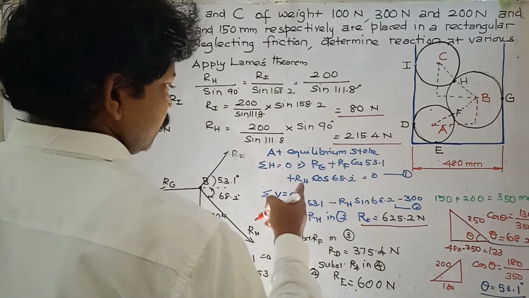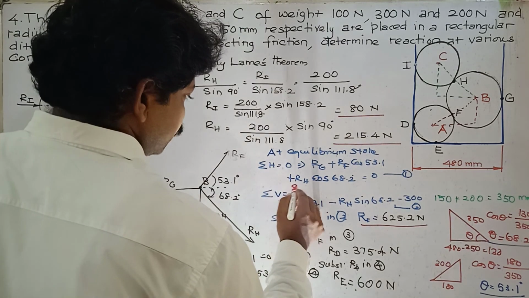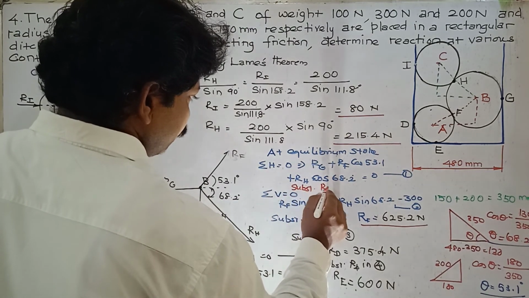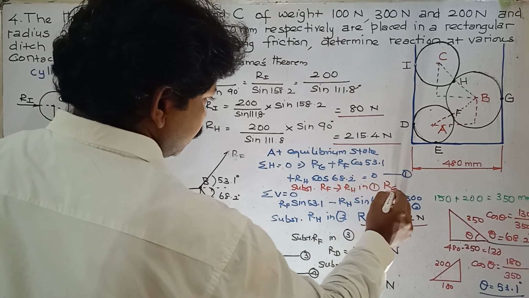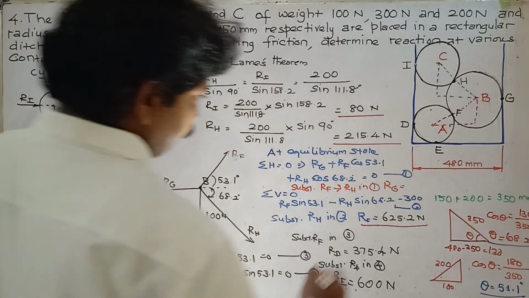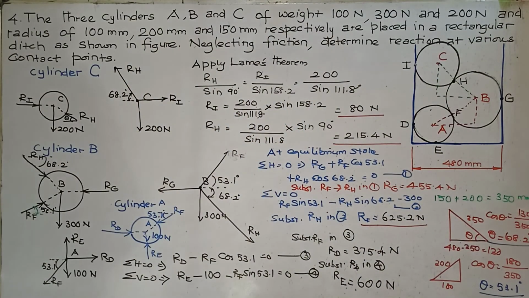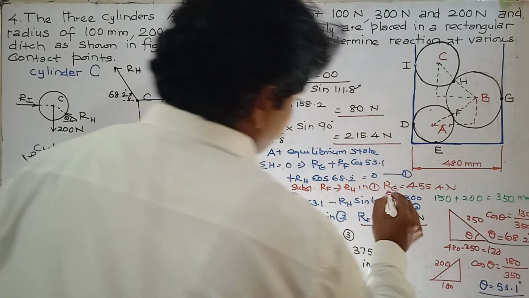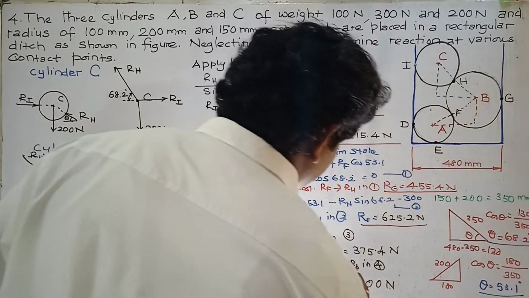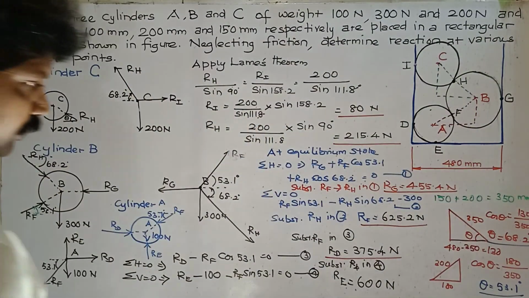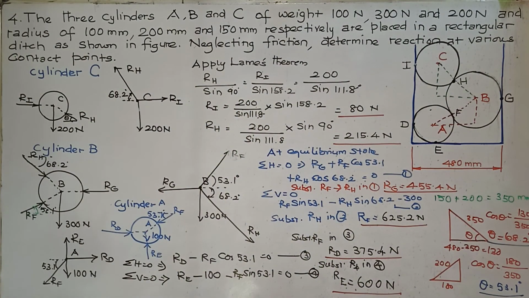RG, how to find RG? Substitute RF and RH value in equation 1, find the value RG. RG equal to 455.4 Newton, and RD equal to 375.4 Newton and RE equal to 600 Newton. Write the result separately. Very, very important.